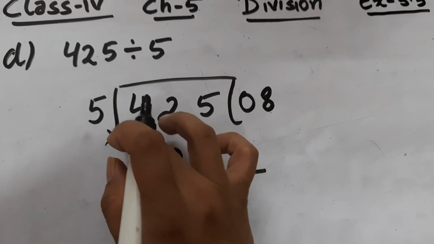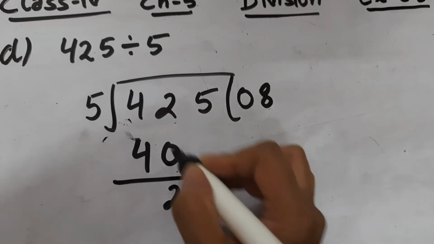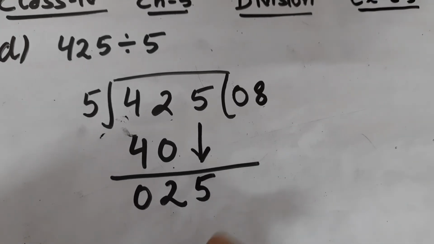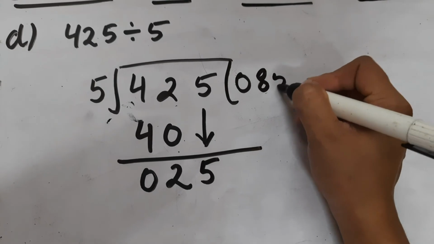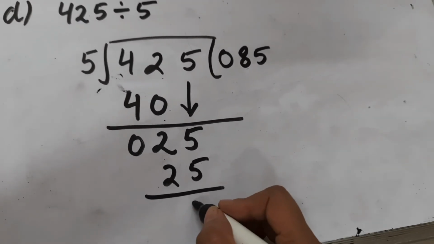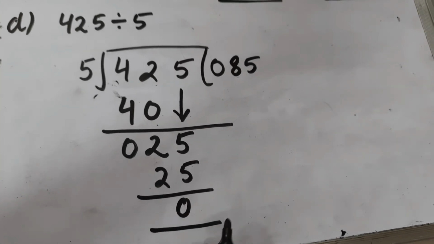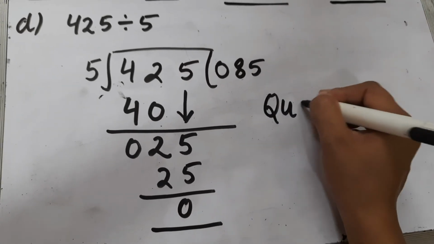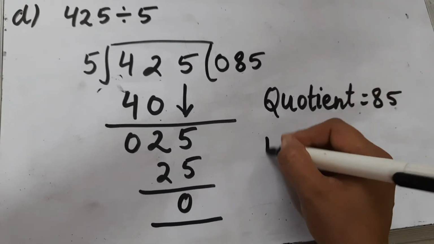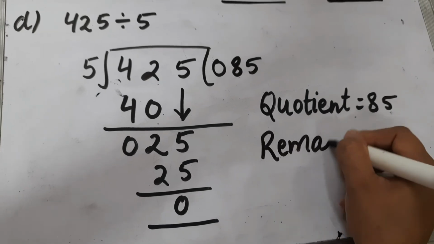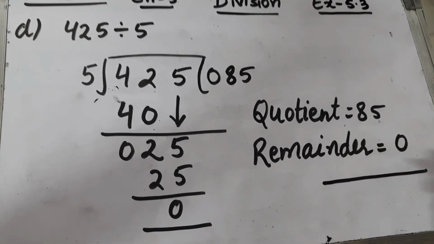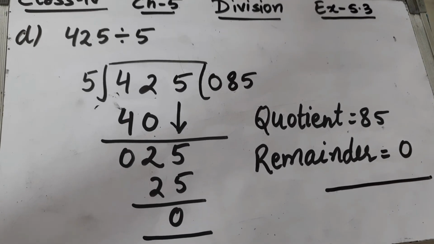So we will take 5 8s are 40. Now subtract it. 2 minus 0 is 2. 4 minus 4 is 0. And bring this 5 down. Okay, 5 5s are 25. Now subtract it and your remainder is 0. So what is your quotient? Your quotient is 85 and remainder is 0. Okay, your quotient is 85 and remainder is 0. So this is D part of question number first.